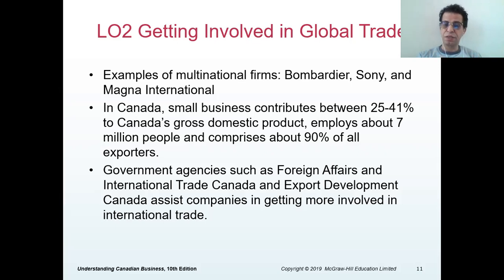And government agencies such as Foreign Affairs, International Trade Canada, and Export Development Canada assist companies in getting more involved in international business. You can visit their website and see how they can help you if you're involved in doing some kind of international trade from Canada to outside.